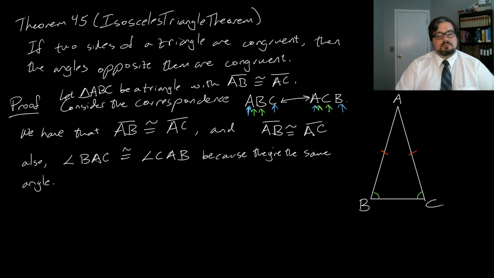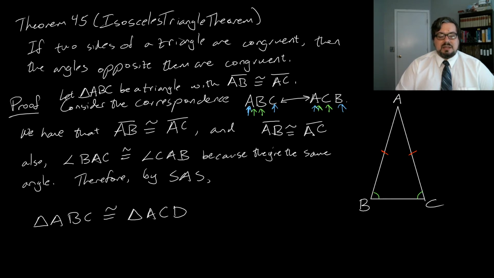Therefore, by side angle side, we have that triangle ABC is congruent to triangle ACB. Now this means many things. There are 6 different correspondences here. To say that 2 triangles are congruent means that you have 6 different congruences you can talk about. But we're particularly interested in the congruence of angles.